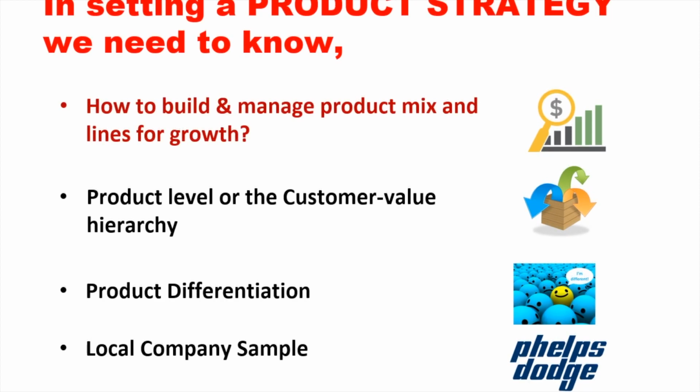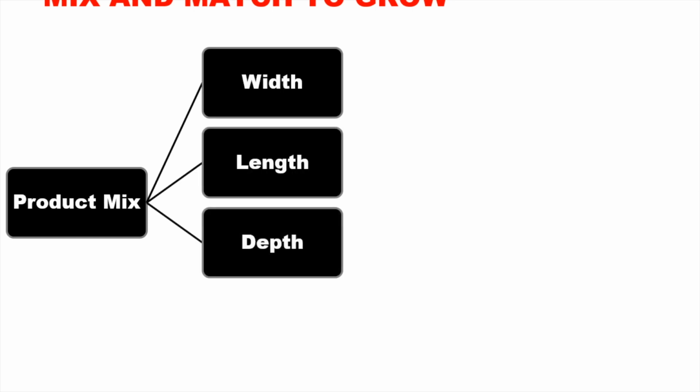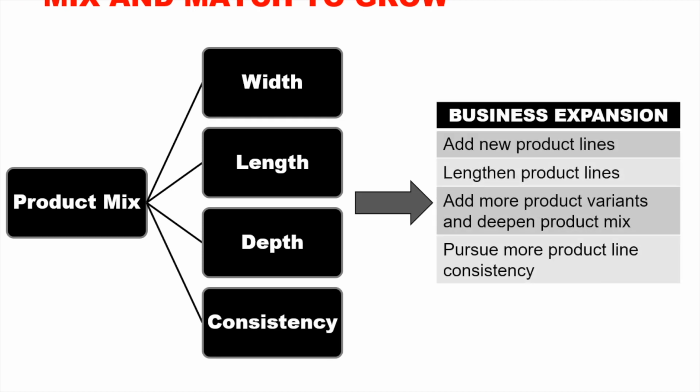Diving right into product mix and lines. The product mix is the company's key to market share and growth. It has width, length, depth, and consistency. By understanding these dimensions, a company can expand by adding new lines, lengthening or deepening existing ones, or pursuing consistency.